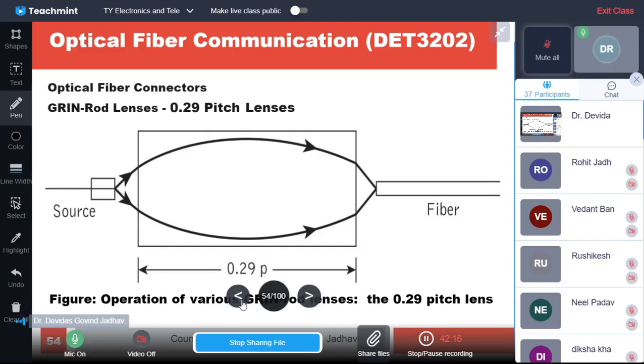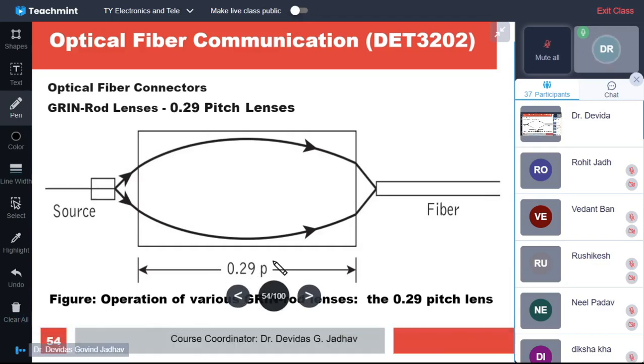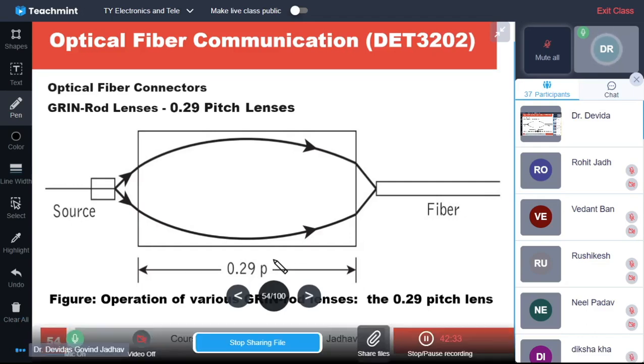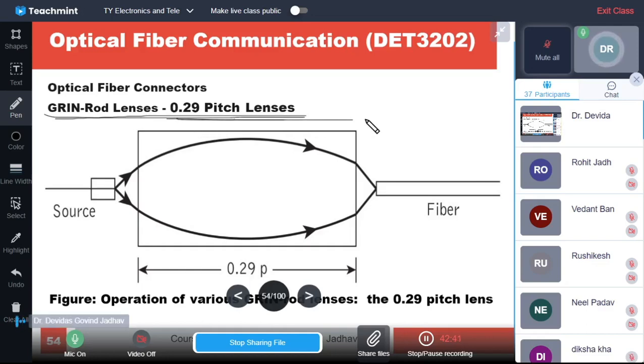So 0.23 requires two different lenses for collimation and refocusing. Two lenses are required. One is for collimation, the other for refocusing. But both can be achieved with a single lens, and that is the GRIN rod lens with 0.25 pitch. So 0.25 pitch lenses have both properties of collimation and refocusing.